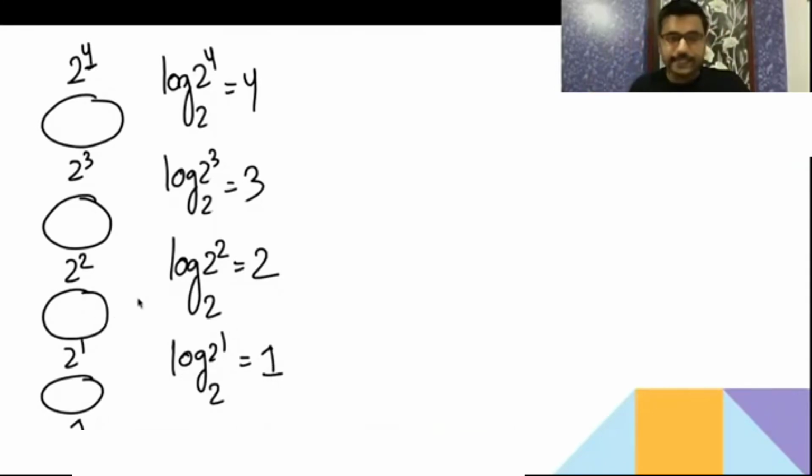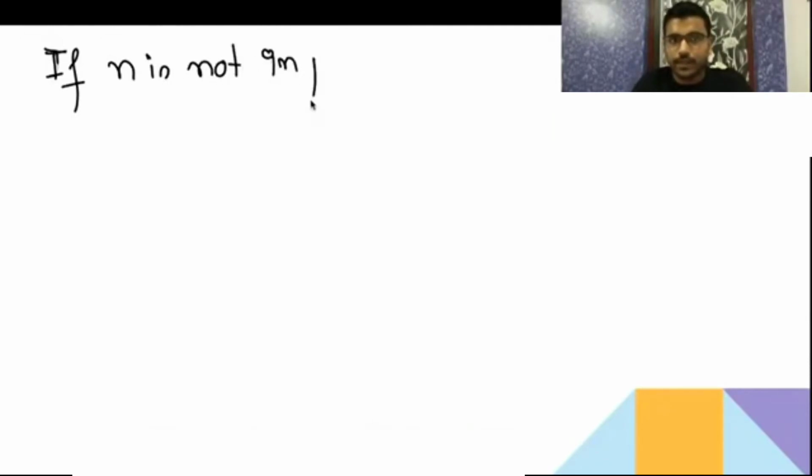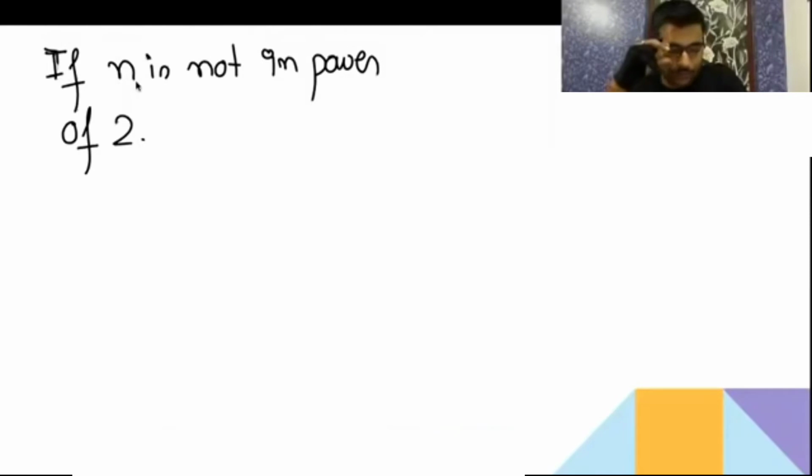So in this way, when n is a power of 2, like 2 to the k, you got that it is going to take log n time. Now you tell me, if n is not a power of 2, then what is going to be the time complexity? You tell me first.